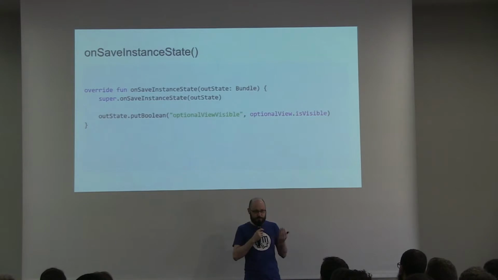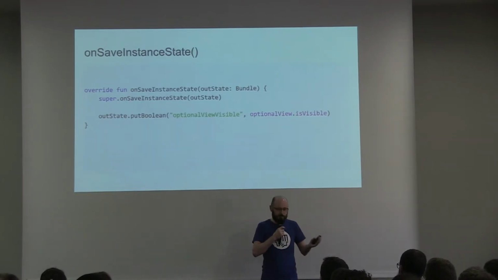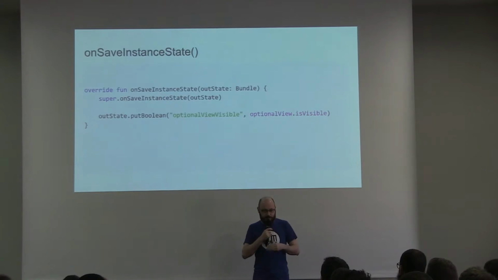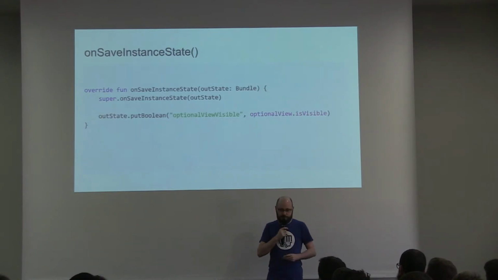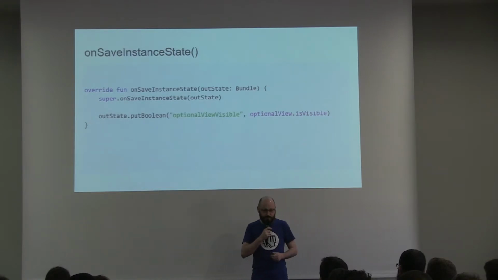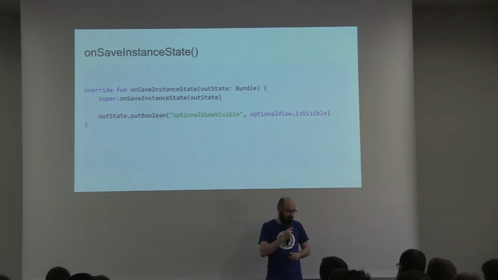Another situation is, of course, orientation changes. Because why not use the same mechanism for that too, right? So you get an opportunity to save your state there, and then when the activity is recreated, you get the saved state back. That is another method you can use for orientation changes, but it's a method you have to use if you want to handle process death like it should.